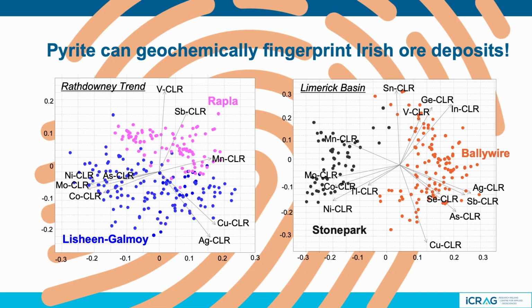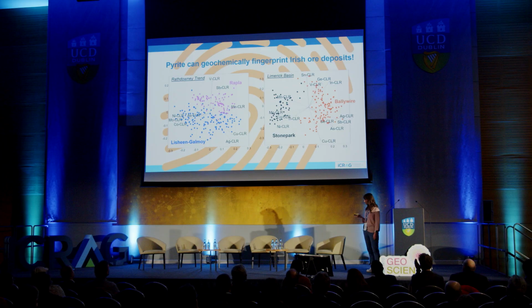And the answer is yes. Pyrite can geochemically fingerprint Irish ore deposits. These are principal component biplot analyses. In the very first one from the Rathdowney Trend, you can see, for example, that Rapla has a very different geochemical signature to Lisheen and Galmoy. And the same in the Limerick Basin. For example, Stonepark, which is a well-known deposit, has a very different geochemical signature to the newly discovered Ballywire prospect. Stonepark, for example, has trace elements in it that are more redox sensitive.